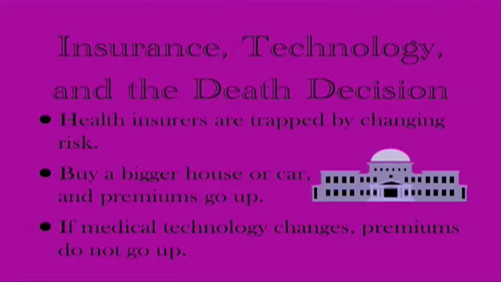Insurance, technology, and the death decision. Health insurers are trapped by changing risk. If you buy a bigger house or bigger car, your insurance premiums for the house or the car will go up. But if medical technology changes, premiums do not go up without various regulatory hurdles and other obstacles faced by the insurance companies.